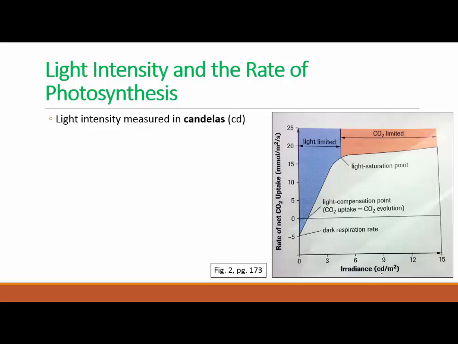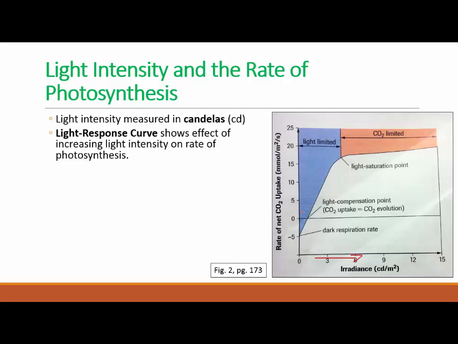Light intensity or irradiance. We're not going to get into the physics of that, but just imagine you've got a scale here going from 0 and up, so the light intensity is increasing as we go this way. And we're going to be looking at the rate of CO2 uptake, as I mentioned a moment ago. This is called a light response curve, and basically what you want to focus on is this line here.